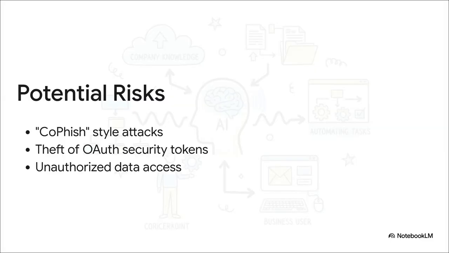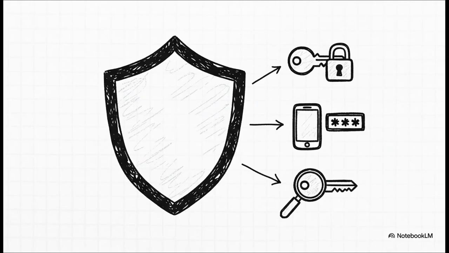Security researchers have pointed out a few potential risks. Things like co-phishing attacks, where a bad actor tries to trick your agent into giving up sensitive info. There's also the risk of someone stealing security tokens that could give them access to other apps. So you definitely need to be aware of these things. The good news is there are clear, actionable steps you can take. First, always limit the permissions you give an agent to only what it absolutely needs to do its job. No more, no less. Second, always enable multi-factor authentication. And finally, keep an eye on things. Regularly monitor access to make sure everything is running the way it's supposed to.